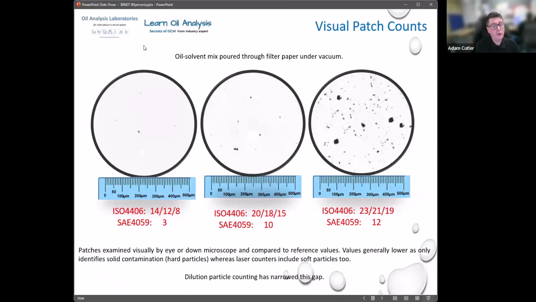So you can also do oil poured through a filter paper. So you can do what's called a patch, and you can visually inspect them. You can see here, this is a patch which got a 14, 12, 8 count. And this one here is a 23, 21, 19. So in this case we've just gone from 12 to 18. That's a 6 code. So that's 2, 4, 8, 16, 32, 64 times dirtier.